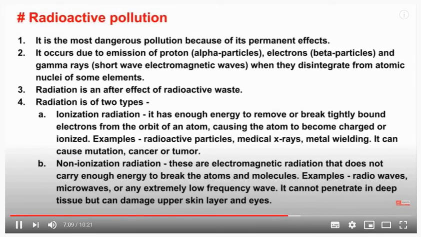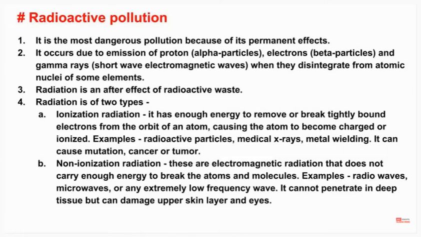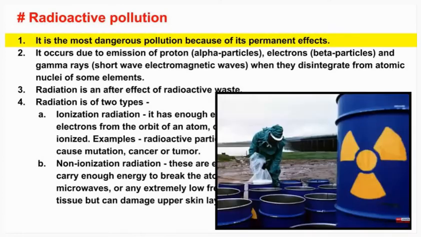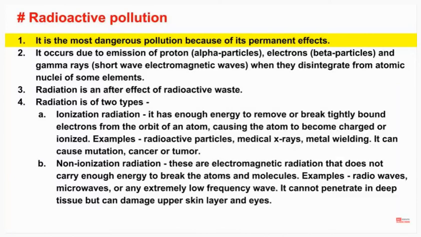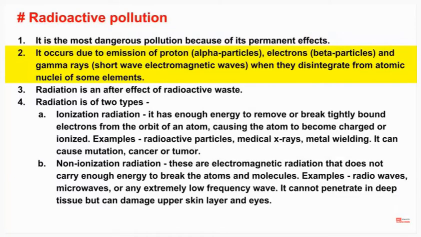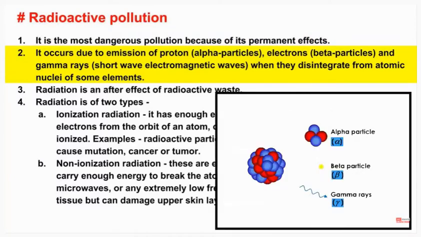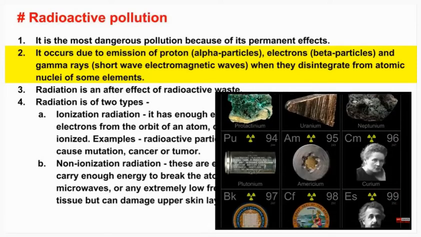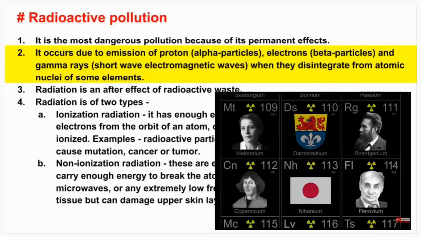The fifth one is radioactive pollution. This is considered one of the most dangerous pollutions because of its permanent effects. Now, radioactive pollution occurs due to emission of protons, which are alpha particles, then electrons, which are beta particles, and gamma rays, which are short-wave electromagnetic waves, when they disintegrate from atomic nuclei of some elements.